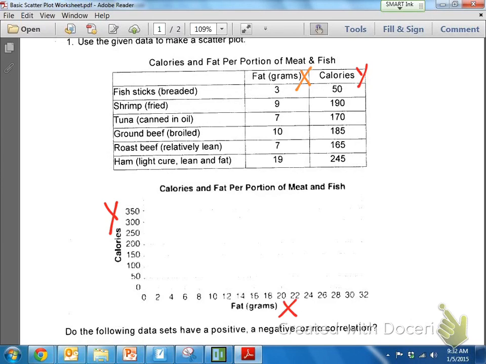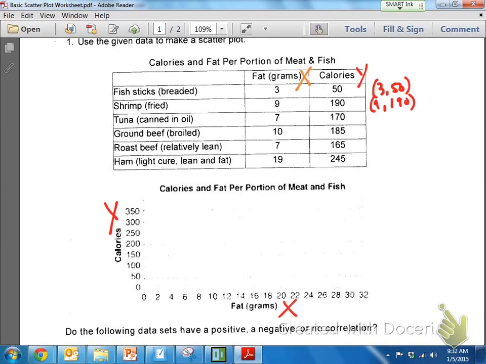Okay, so what we're going to do is we treat scatter plots just as if we were graphing. Like I could write the grams 3 and calories 50 as (3, 50), just like an ordered pair. And this one (9, 190), so on and so forth. So that's what I'm going to do. I'm going to graph these points on my graph.